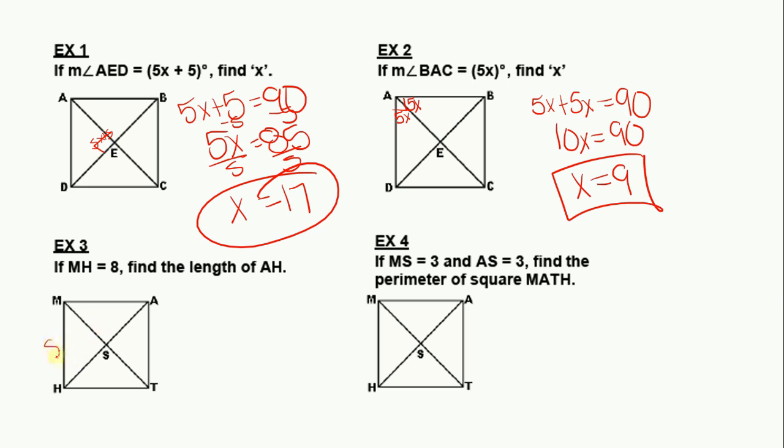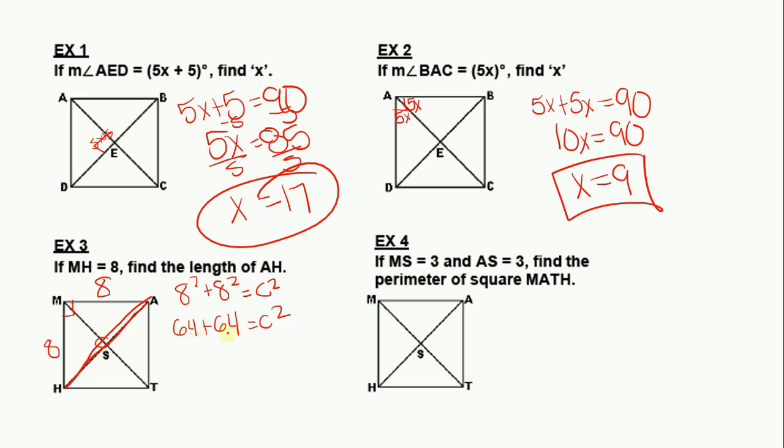MH is 8. Find the measure of AH. So we need to find this right here, the diagonal. How can I find that information? Well, I know this guy has to be 8, right? Because it is a square. Which would tell me, if I use the Pythagorean theorem, I should be able to find this, right? Because this is a right angle. So 8 squared plus 8 squared equals whatever C is, C squared. So that would be 64 plus 64 equals C squared.